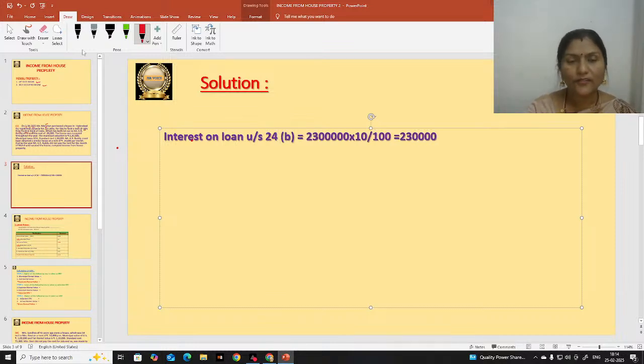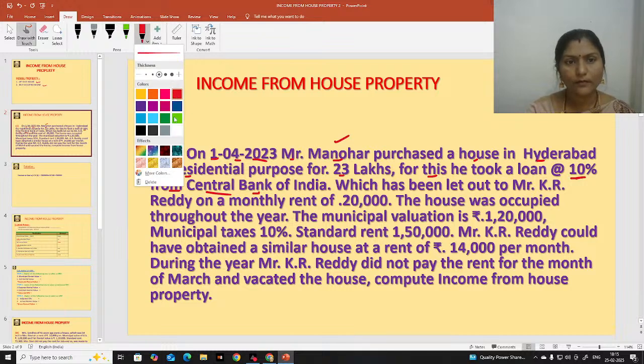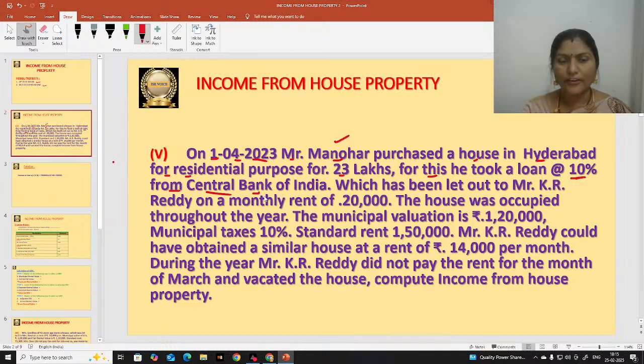Okay. So we will allow it later and let us go to our question. Let us read the question. Where we stopped, regarding the loan, we discussed that it is 10% from Central Bank of India, and later the house has been let out to Mr. K.R. Reddy.